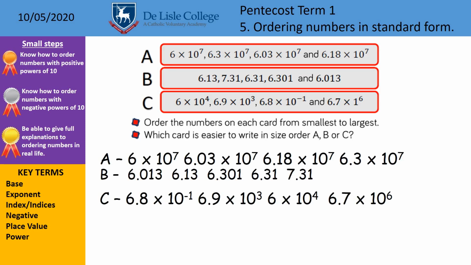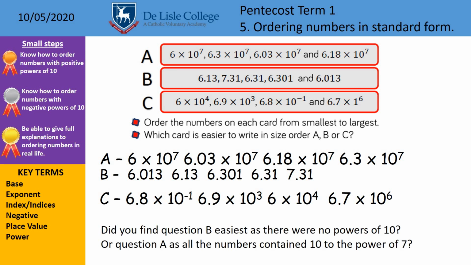Okay, so here are the answers. Check carefully my answers with yours. And then the second part of the question, which card is easiest to write in size order, A, B or C? I don't really think there's a right answer as long as you've given a reason. I might have put B because there were no powers of 10 at all. Or I might have put A because they've all got 10 to the power of 7. As long as you've got a reason with your answer, it's probably fine. When you're ready, move on.